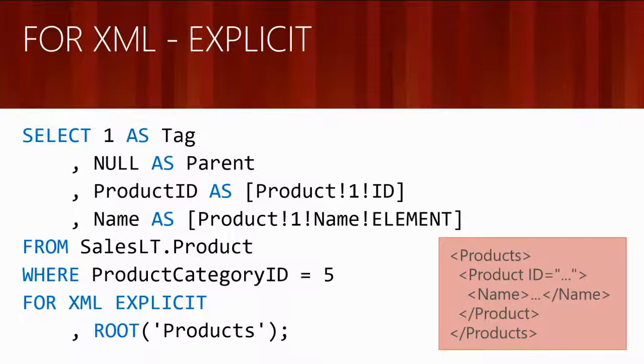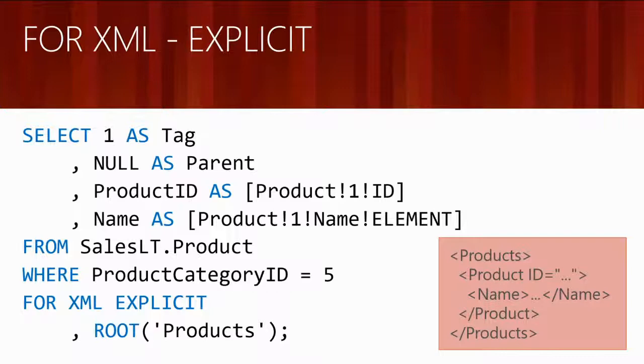And so here what you're going to notice is that I have select one as tag. That allows me to specify the level that I currently want to operate at. Null as parent, so what the parent would be. And then you're going to notice that I've got my product ID and I've got my name. And the way that the syntax winds up working is I specify the element name that I want the data to be inside of, a bang, the level that I want it to be at, a bang, and then finally the name that I want to use, so ID and name respectively. And if I want my name to be an element, then I have to use the keyword element.